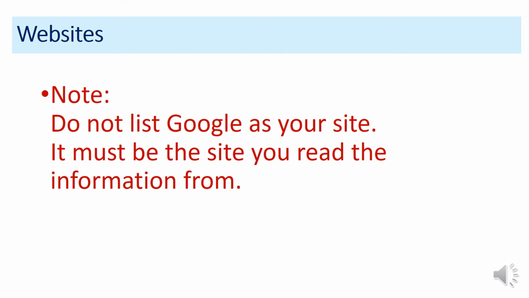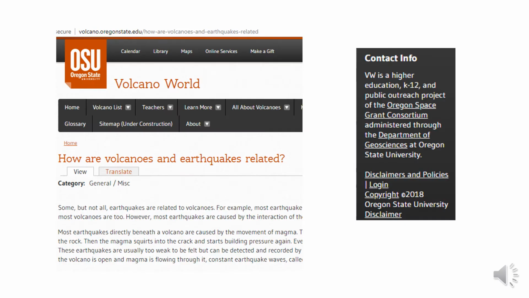Remember, we're not using Google as the site. We're only using Google to search for information. So we're not using Google as our website when it comes to listing it on our bibliography. So this website's an example.